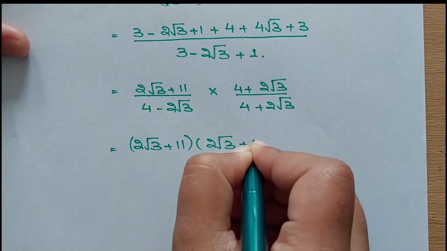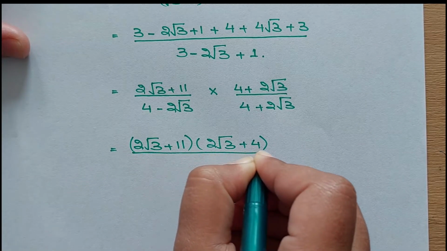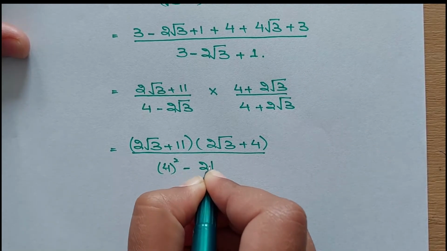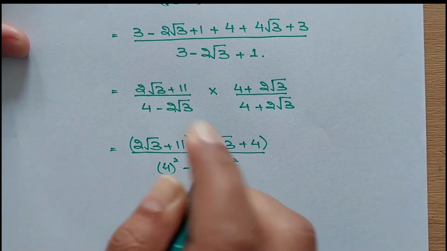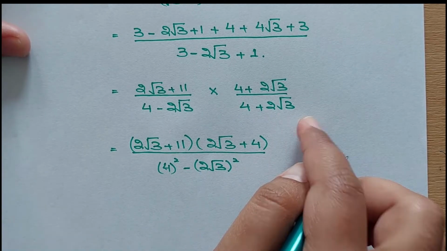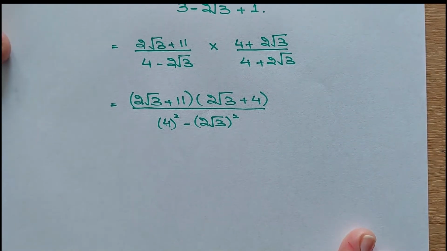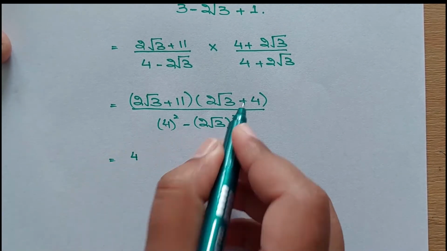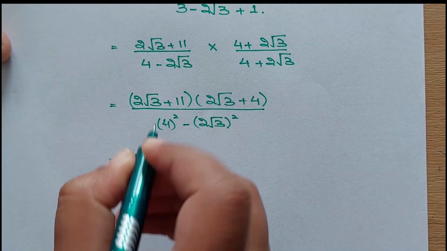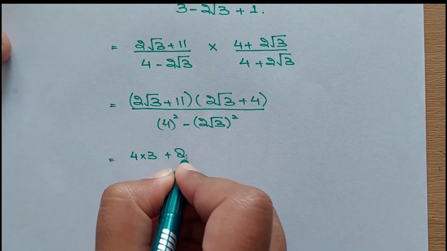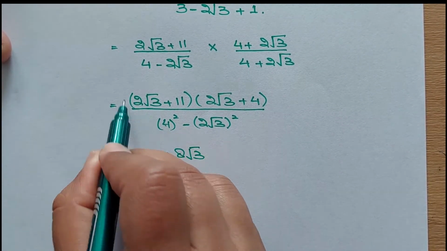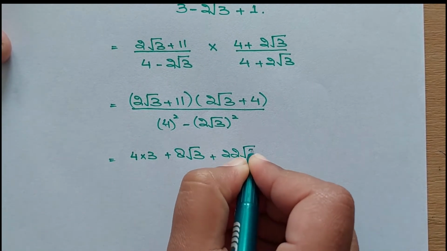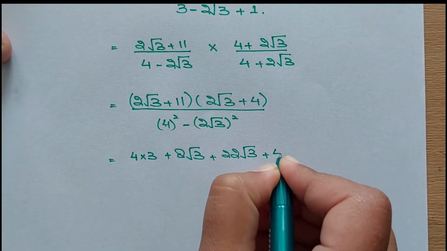Over 4 square minus 2 square root of 3 square, because we have (a minus b) into (a plus b) is a square minus b square, right? So let me multiply this term with this term. 2 times 2 is 4, and square root of 3 times square root of 3 is just 3. And 2 times 4 is 8 square root of 3. 11 times 2 is 22 square root of 3. And 11 times 4 is 44.